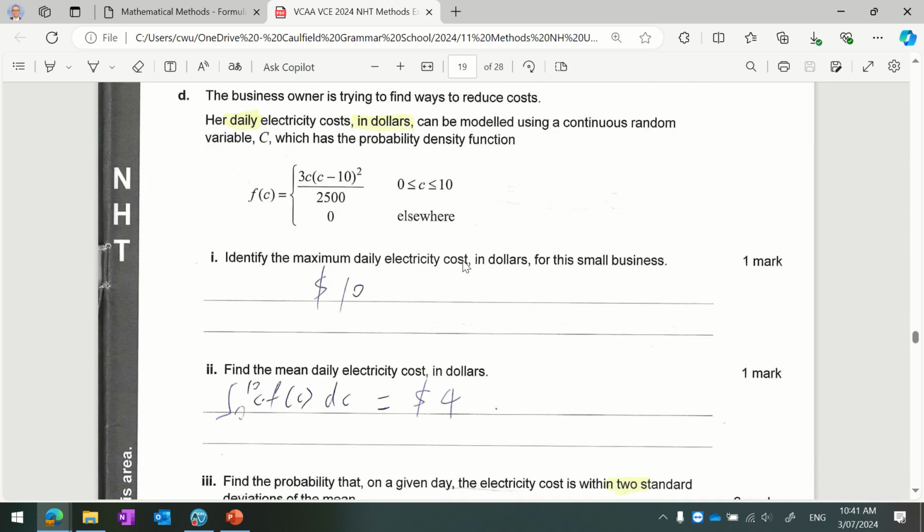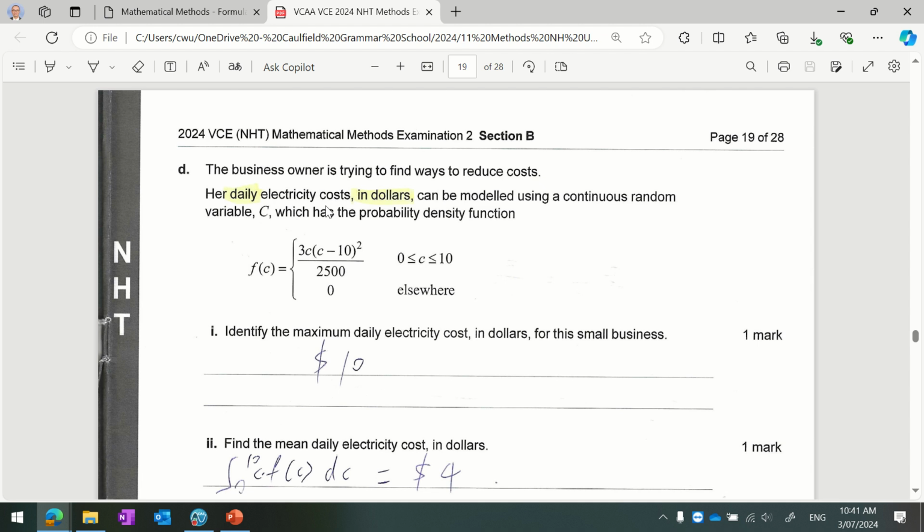Okay, now the business is trying to reduce costs. The daily electricity cost in dollars is modeled by a continuous random variable, which is C. It's got this function here. The maximum daily electricity cost in dollars for this business. Well, the daily electricity cost is the number C. It is the letter C. So here, C can be as small as 0, and C can be as large as 10. The answer is 10. It is not F.